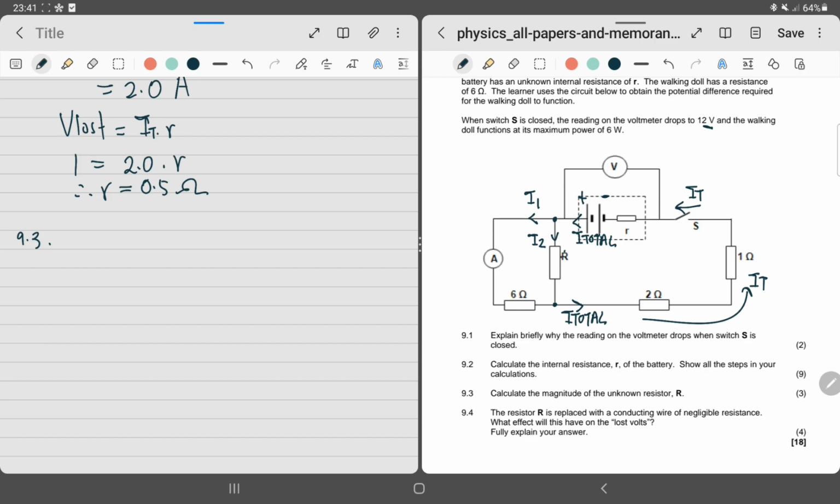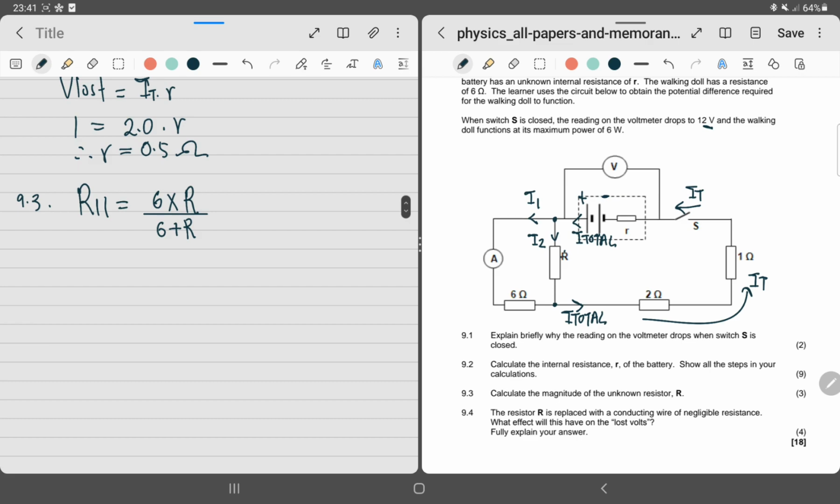9.3. Calculate the magnitude of the unknown resistor R. The R is connected in parallel with the dial. So let me find R parallel. So we take the first resistor, multiply it with the second one, and then we find the sum. So that is the parallel combination. And then I know that when I combine these two, the total current will flow through that 1 ohm resistor, because when you combine the two of them, they become one resistor.